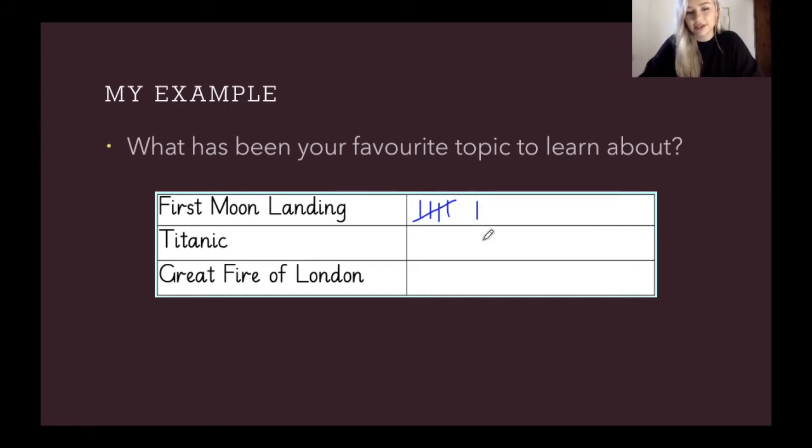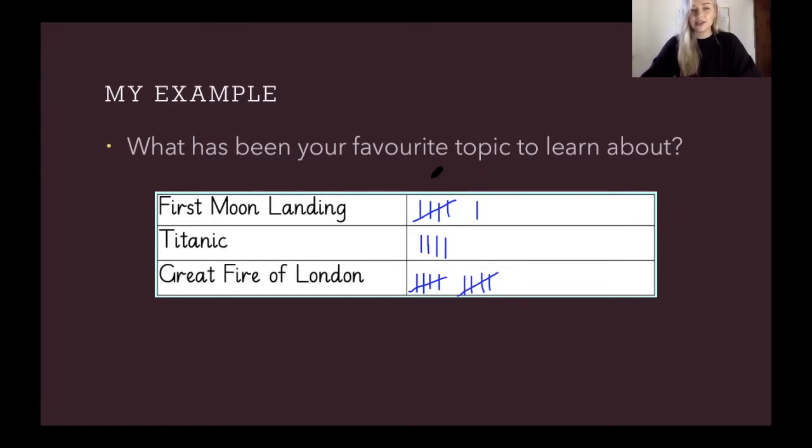So 5, 6. I'm going to say that 4 of you chose the Titanic. 1, 2, 3, 4. And I'm going to pretend that 10 of you chose the Great Fire of London. So I'm going to do my tally chart and fill it out. 1, 2, 3, 4. And then we do our 5 across. 6, 7, 8, 9, 10. Each time we do a group of 5, the 5th line goes across.